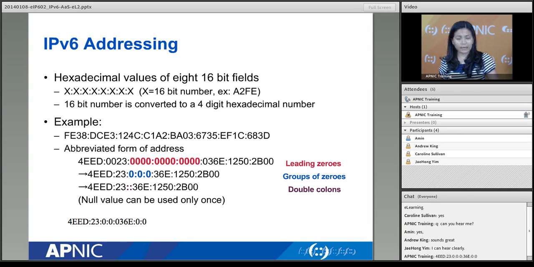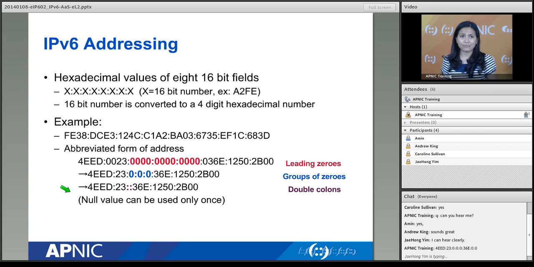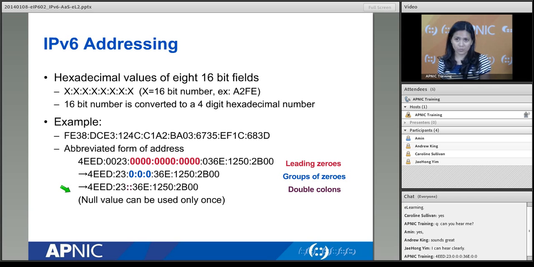Take note that it says here that null values can only be used once in an IPv6 address. That means you can only use double colons once in an address. So where do you put them? Do you put them in this field, like the one with the 3 zeros, or the one with 2 zeros? The answer should be, well, you can do either way. In most cases, you would want to trim down the ones with the most number of zeros.